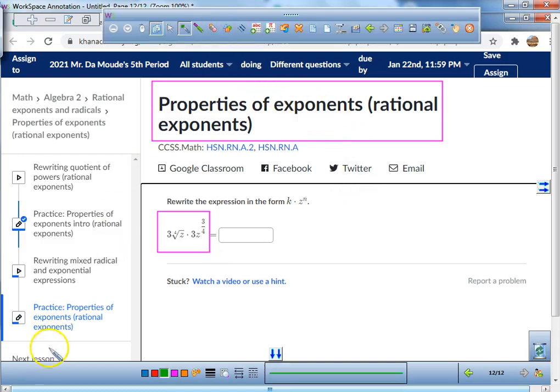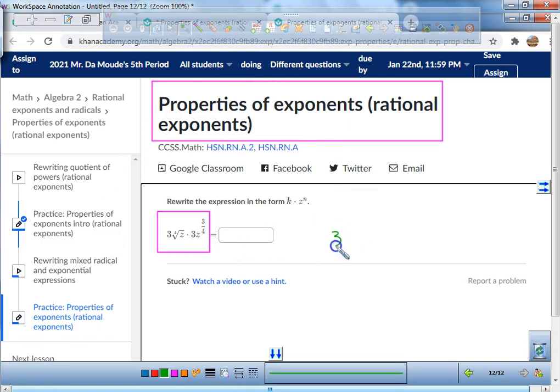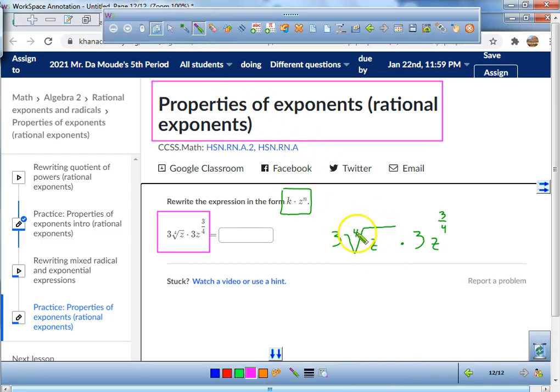Okay? If you can't see this, it says 3, and then there's a radical, and in the index there's a 4, and this is a z, and this is times 3z to the power of 3/4. And what we're trying to do is get it into this form, where it's k times z to the power of n. K is just a constant, just an integer. So the very first thing you need to do is take this part right here, and we need to change it to what's called a rational exponent.